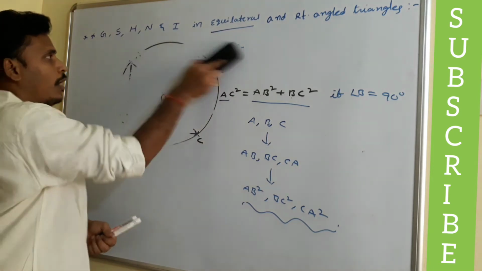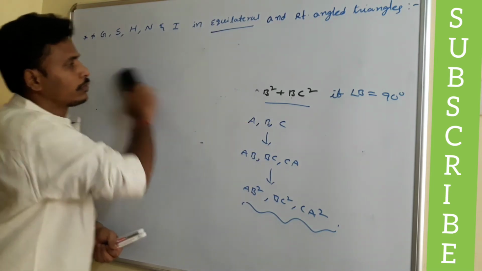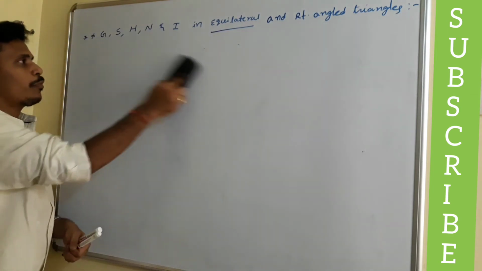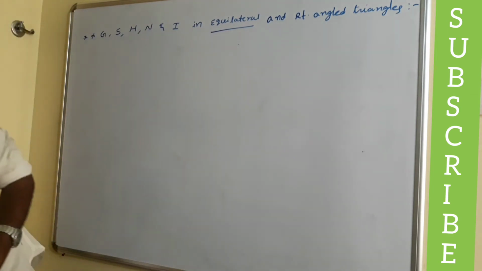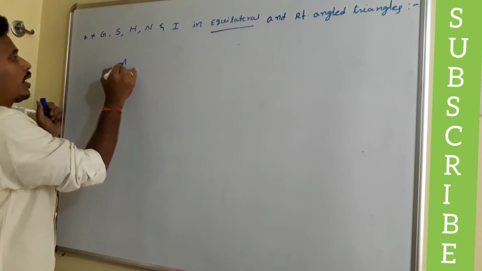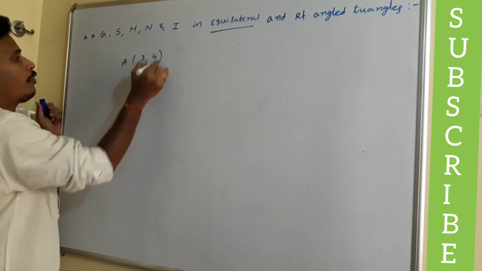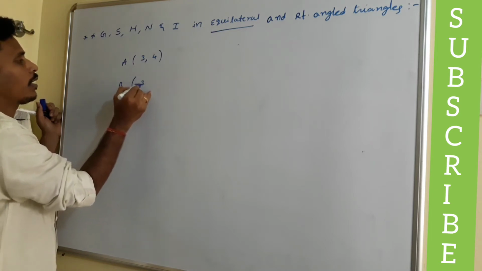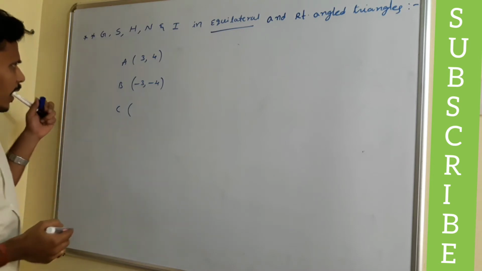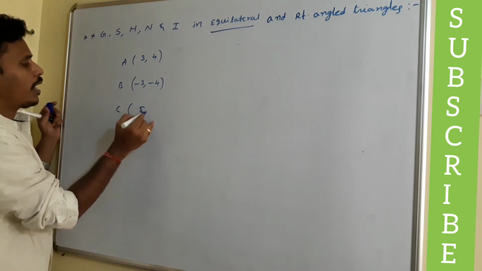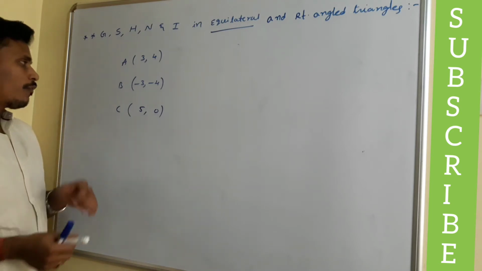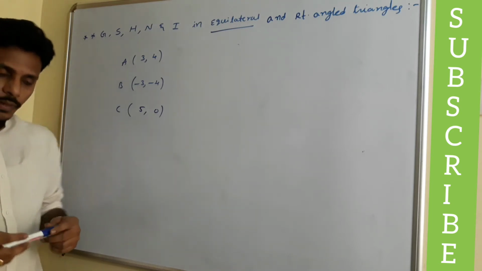Right. I'm moving on to discuss a problem related to the right angle triangle. For example, I have three vertices of a right angle triangle. See what the three vertices are. Vertex A is 3, 4. Vertex B is -3, -4. And vertex C is 5, 0. Right? I have three vertices: 3, 4, -3, -4 and 5, 0.